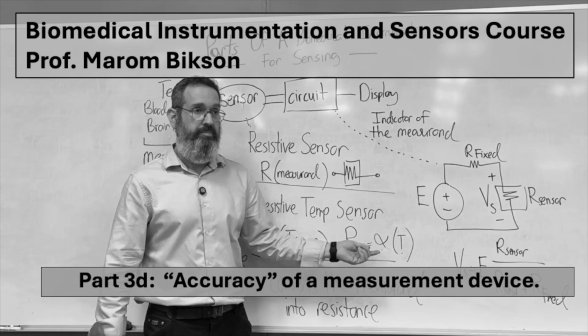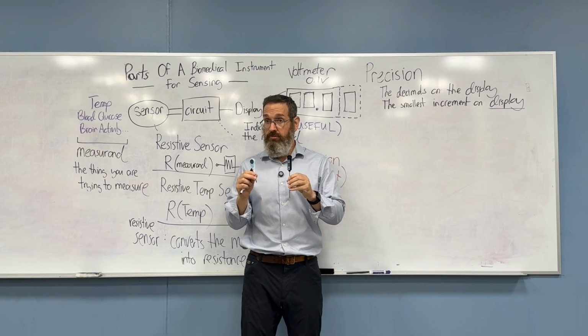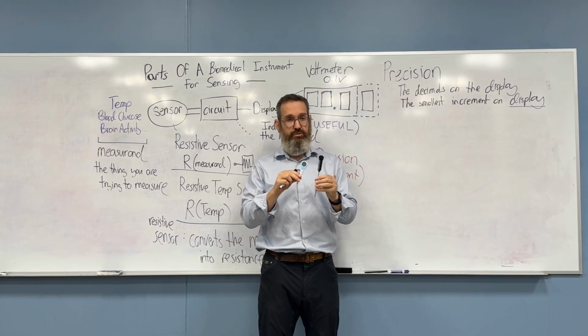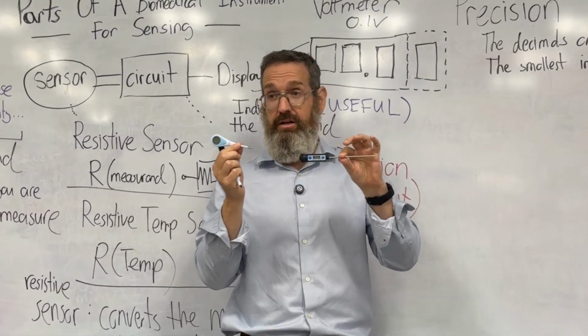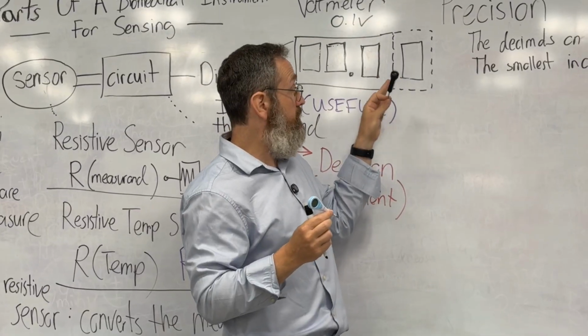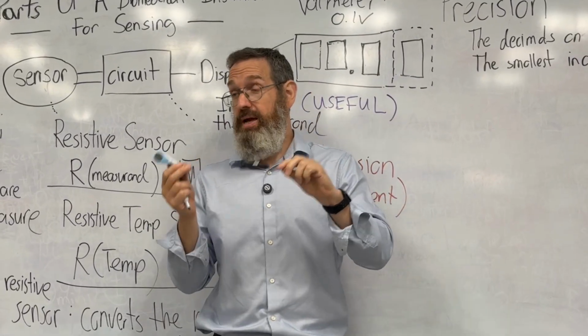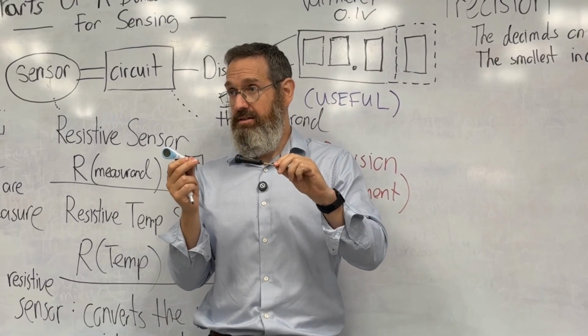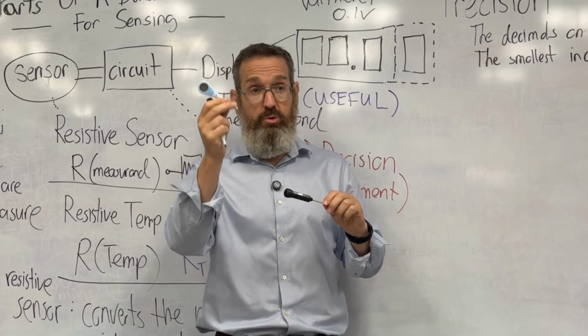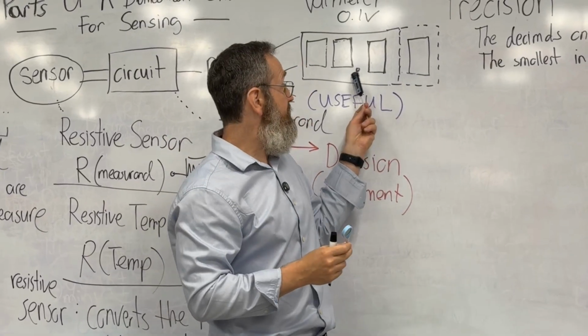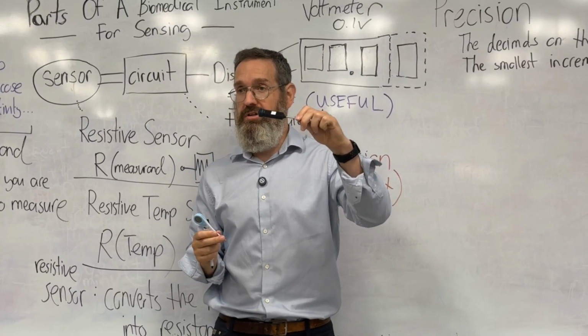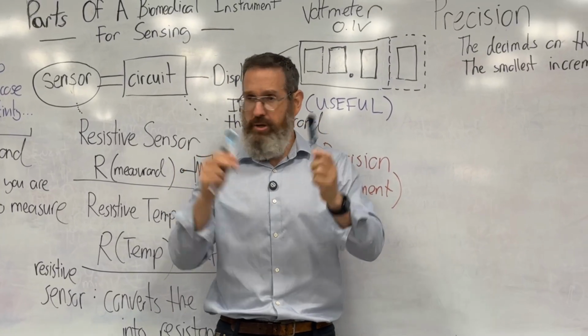All right, we're talking about precision, and how precision relates to the number of digits. It is entirely based on what's on the display as I'm defining it. So this device may have 0.1 degrees C of precision, and this device may have 0.01 degree of precision. Sounds good? Okay.